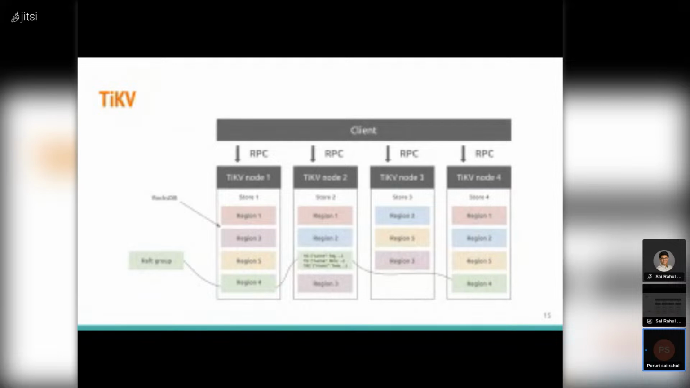And in one TiKV, it can host multiple of these regions, right? So this is where your actual data is located. I have just taken an example here. Maybe it's not really visible, but let's say these are stored as key-value pairs on the TiKV, because TiDB uses a proxy internally.